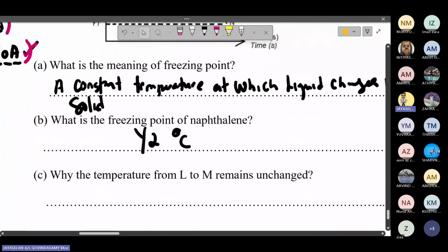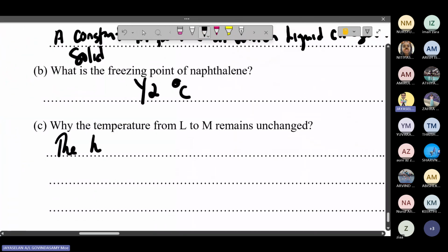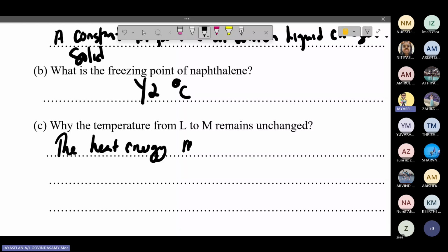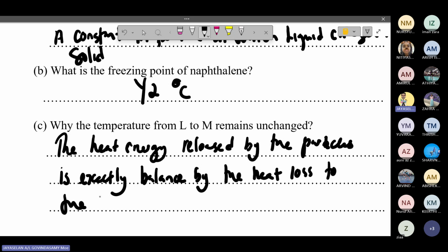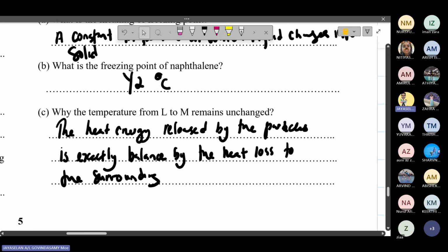This must be memorized. How to memorize this one? So you put here the heat energy released by the particles. The heat energy released by the particles is exactly balanced by the heat loss to the surrounding, as the particles are attracted to one another to form solid state.